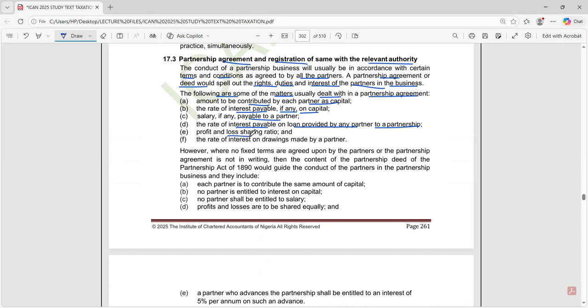Then the profit sharing ratio as well. You know that one, how they will share profits and how they will share losses. They don't just share profit. If there's a loss, they will share the loss too. A loss will look like a reduction in the capital that they have contributed. That's how a loss will look.